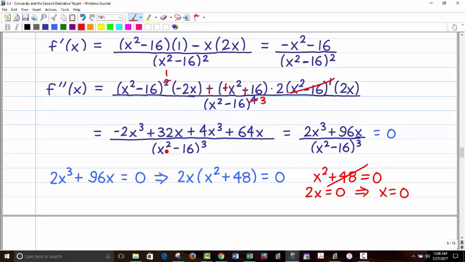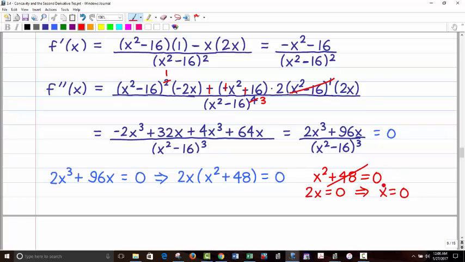And this is going to give me (x squared minus 16) cubed on the bottom. So we'll set this, you just combine all your like terms. You get 2x cubed plus 96x. Set that equal to 0.